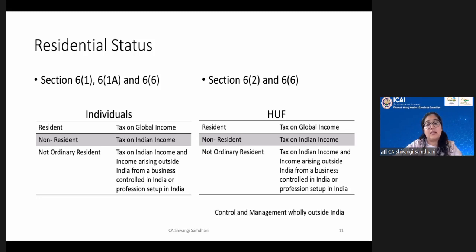HUFs can also be not ordinary resident, and as we have discussed, for not ordinary resident there is a requirement of checking the number of days. So those days requirements and implications will be checked upon the Karta of the HUF, and accordingly it will be decided whether the HUF is a resident HUF or a non-resident HUF.